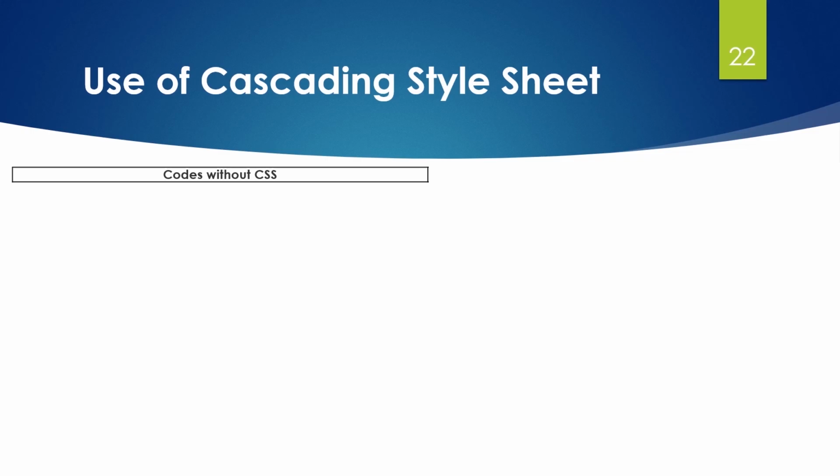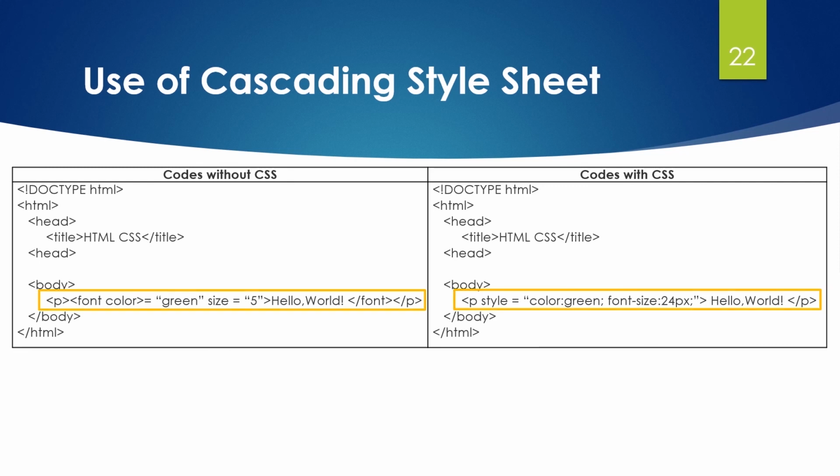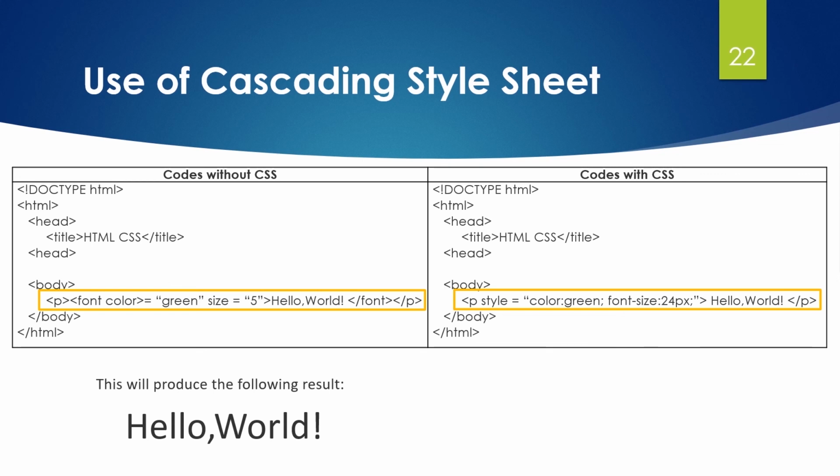Use of cascading style sheet. We are going to look at the codes without CSS and the codes with CSS. As you can see, we have two blocks of code with and without CSS. What changed here is the font color. There is a difference between the one that you write with HTML and the one that you write with CSS. This will produce the following output, that is hello world. Both will produce the same thing, but one has been using HTML codes to write it and the other one has been using CSS codes.